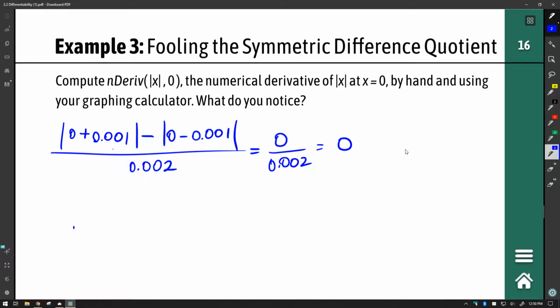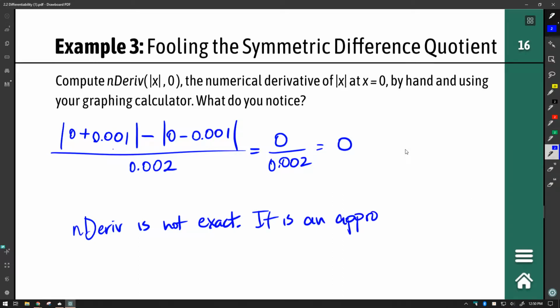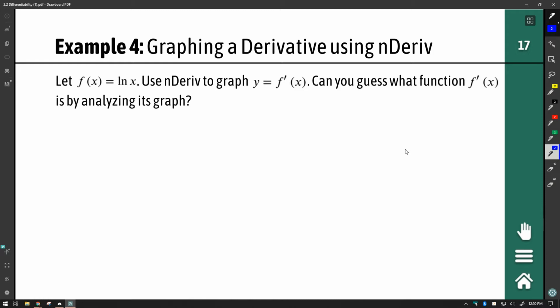So nDeriv is not exact. It is going to give us an answer sometimes when we know that the function is not differentiable. It is an approximation. All right, so it's just important to keep that in mind. Sometimes nDeriv can kind of lie to us.